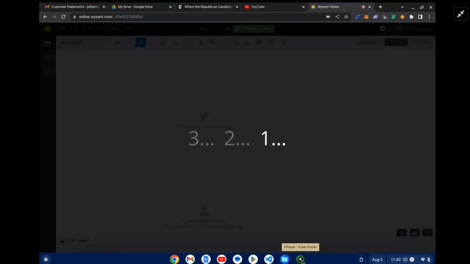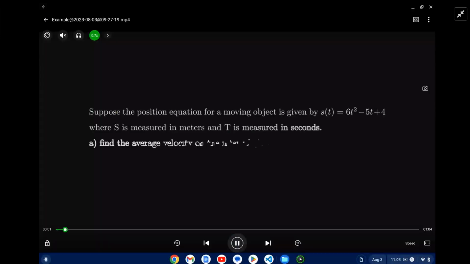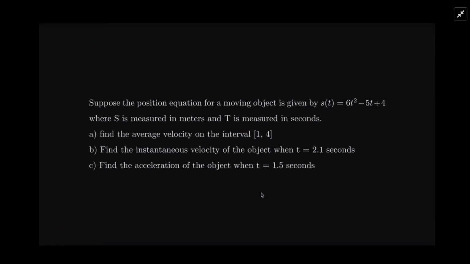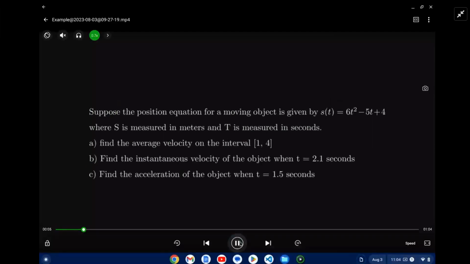All right, let's look at our problem here. So we have a position function, and we want to find three things. First, we want to find the average velocity on this interval 1 to 4. Second, we want to find the instantaneous velocity at a specific point, 2.1 seconds. And 3, we want to find the acceleration at this point, 1.5 seconds.